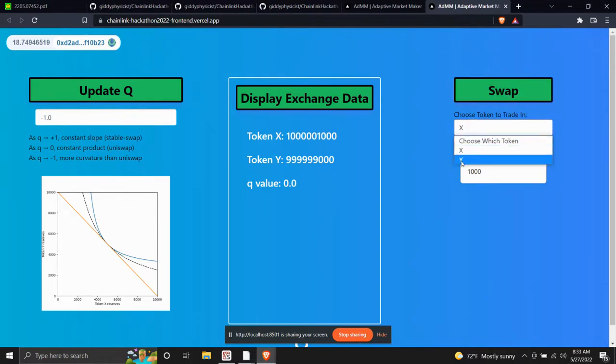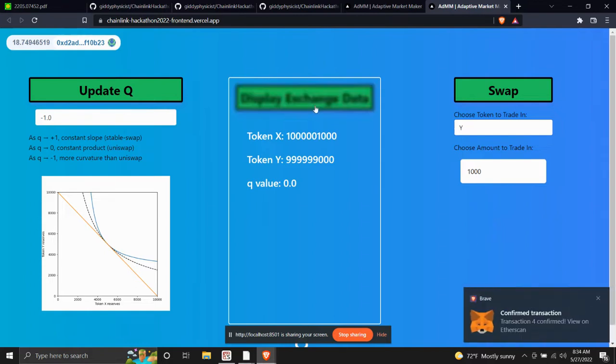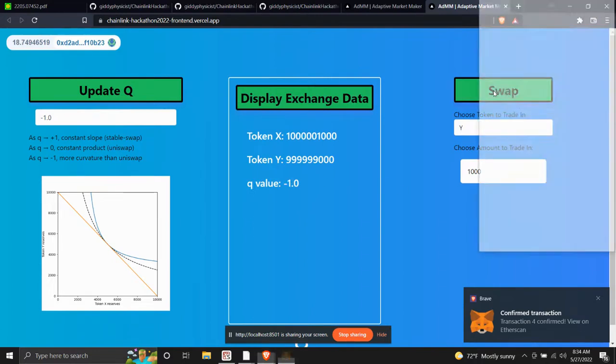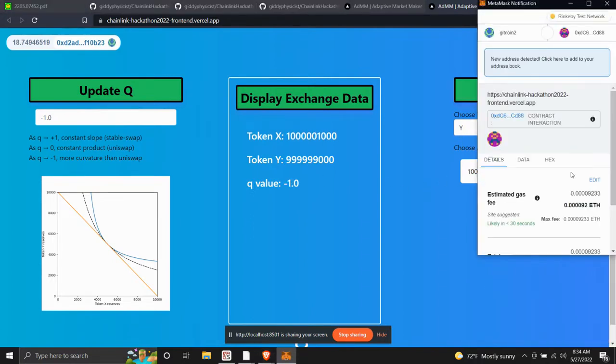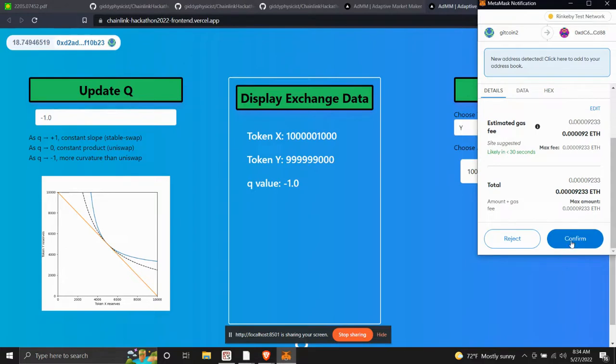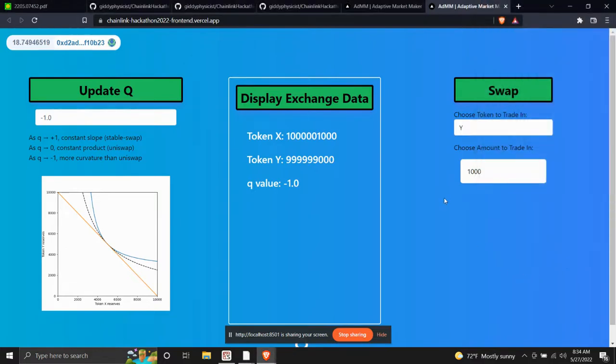And then while that's working, I'm going to switch this to token Y, and we'll say we're going to trade in 1,000, and then see how this does. All right, so check the exchange data. Q is now at -1, and if we swap, this time swapping in token Y, and again, this particular case doesn't have any fees associated with it, just for the prototype. So now we're going to trade in 1,000 of token Y and see what happens.